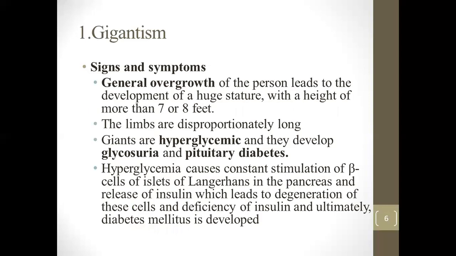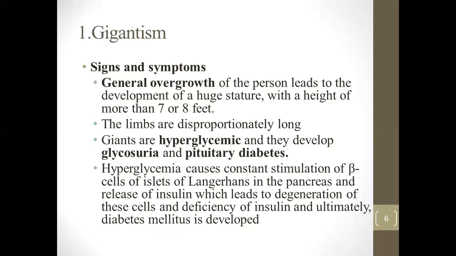What are basically the signs and symptoms of gigantism? The general overgrowth of the person leads to the development of a huge structure with a height of 7 to 8 feet, and the limbs are disproportionately long. Giants are hyperglycemic and they develop glycosuria and pituitary diabetes.